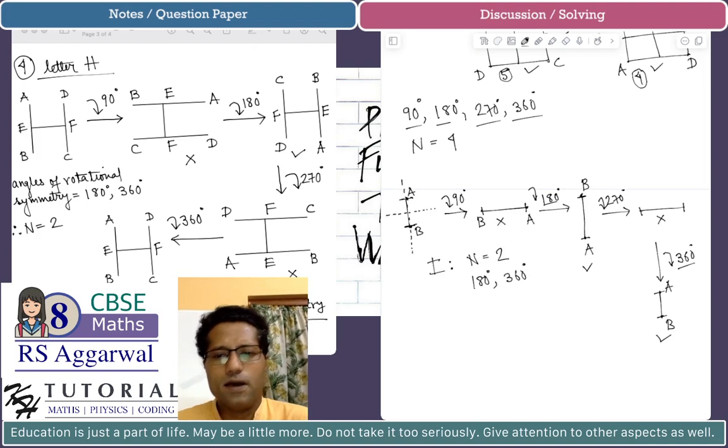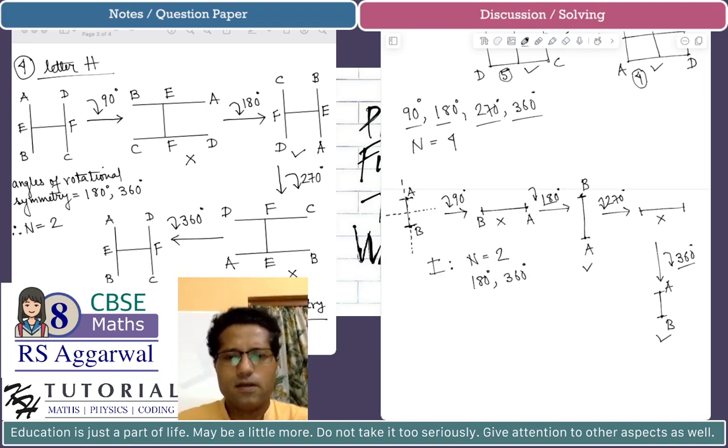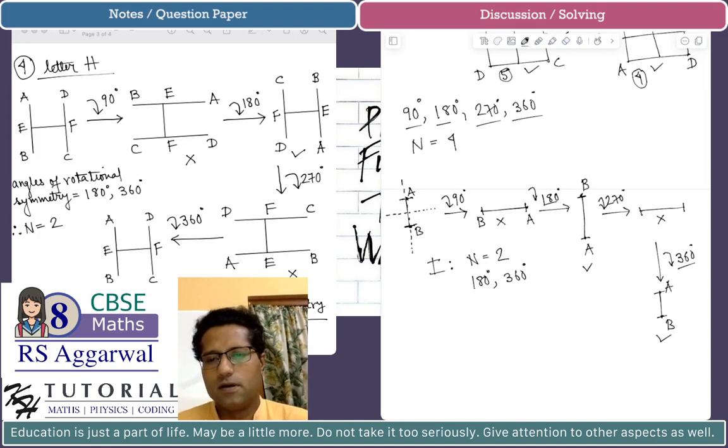Okay. Now there are some other letters. I will not discuss all of them. I hope you can figure it out. You have to do a little bit of observation, draw the letters and figures, and see what is happening after rotating the figure by 90 degrees, 180 degrees, 270 degrees and 360 degrees. But it will not always be like 90, 180, 270 degrees.